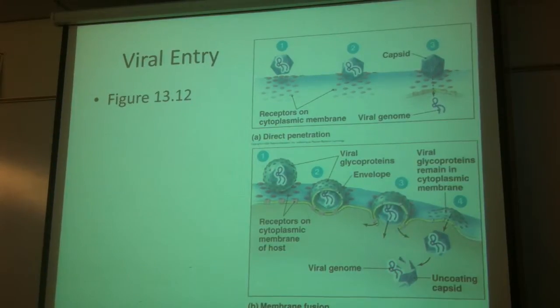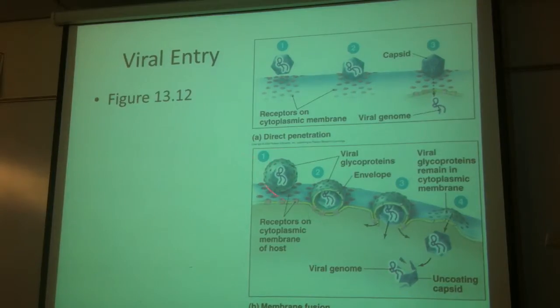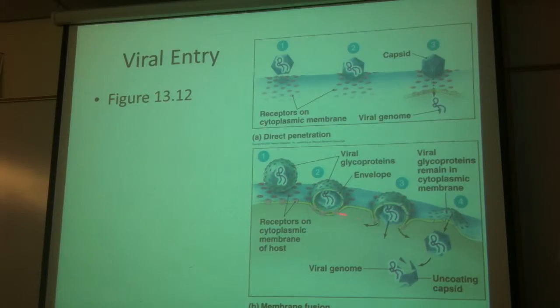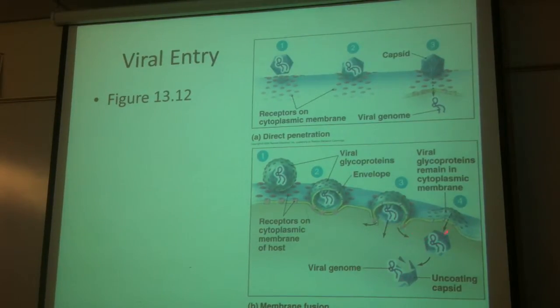An example of this would be poliovirus, or you can do a membrane fusion, where you have the glycoproteins, so you've already stolen an envelope, and the cell's going to recognize this. It's kind of like self, so it's going to accept that in. It's going to become part of the cell's lipid bilayer, and it kind of opens up, and all of a sudden that capsid can drop in. Now you have viral genome inside of the cell.